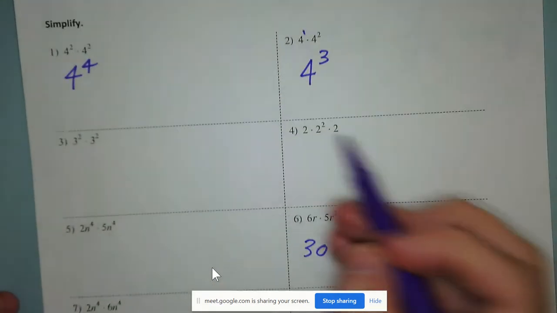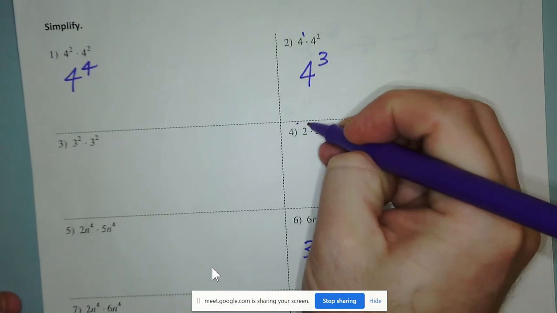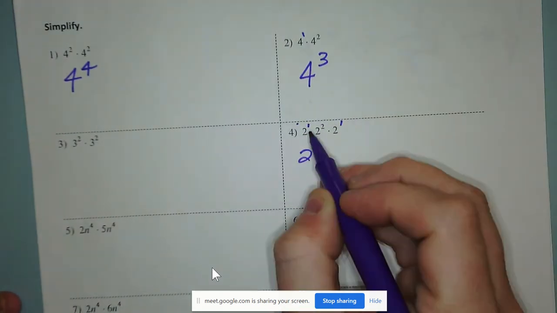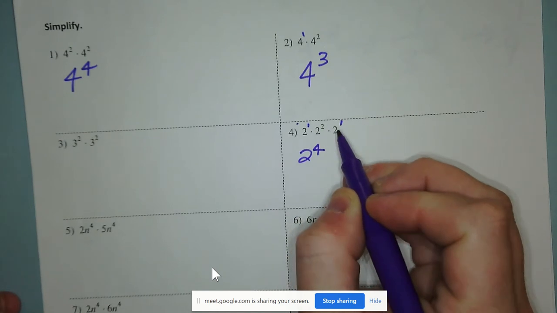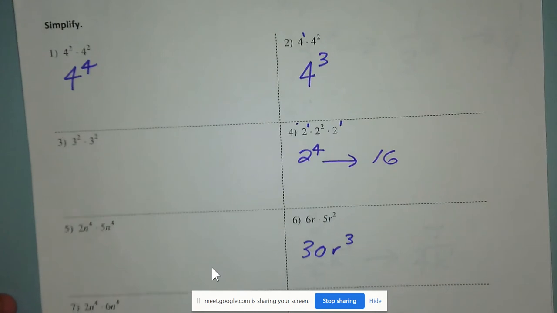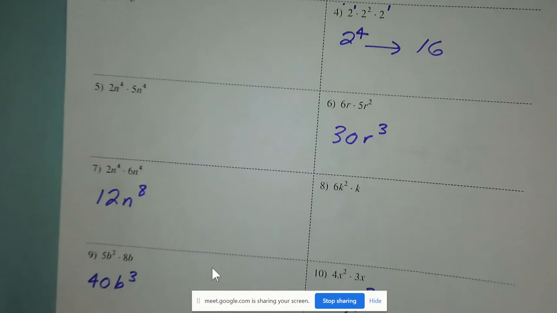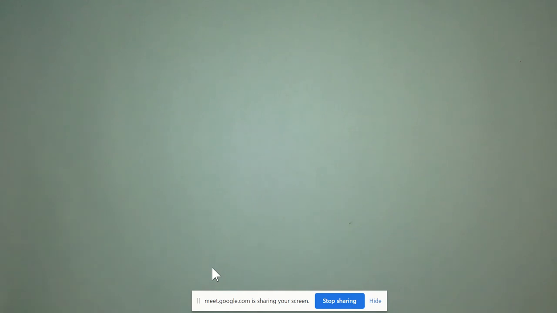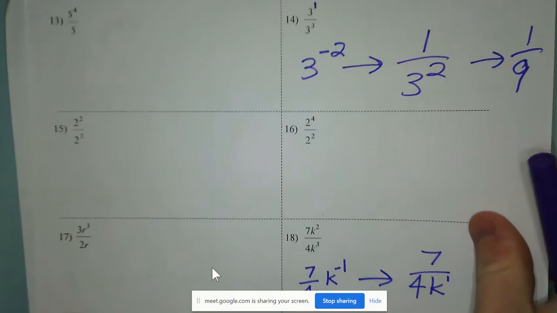Up here, number 4, you should have ended up with 2 to the 4th, because 2 to the 1st times 2 to the 2nd times 2 to the 1st. I guess this equals 16, but I'm not going to nitpick. So hopefully you were getting answers just like that. Feel free to stop me if there were others on that page that you were confused about.